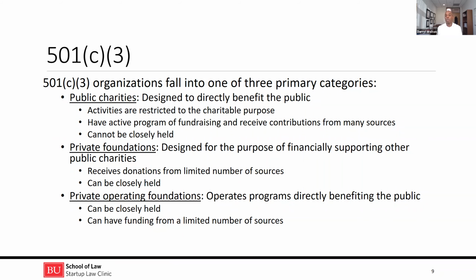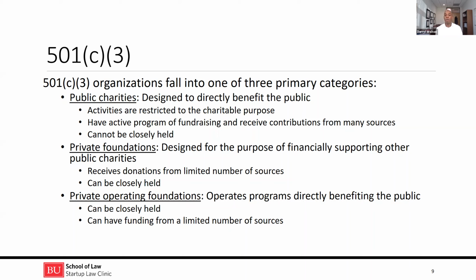Again, one key thing about public charities is that they are supposed to obtain at least 1/3 of their funding from the public. So it must come from multiple sources. There are different tests to determine whether or not you're receiving the adequate amount of public funding. But just note that you want to make sure that you're not getting too much of your funds from one source. Otherwise, it could jeopardize your public charity status.